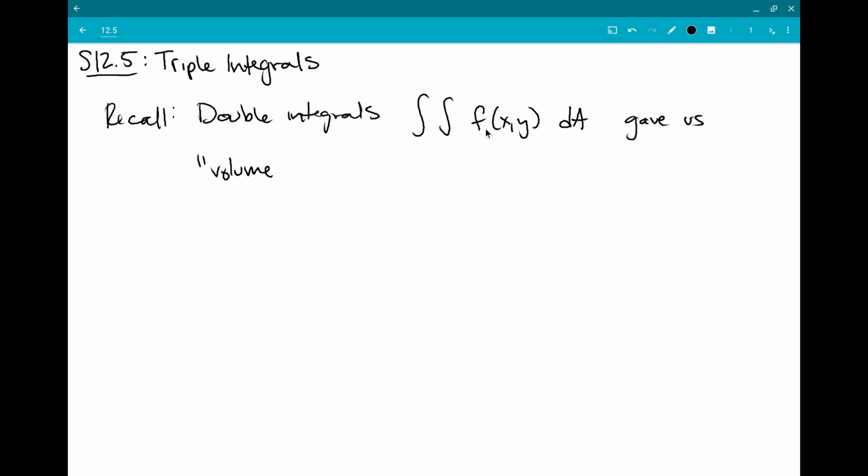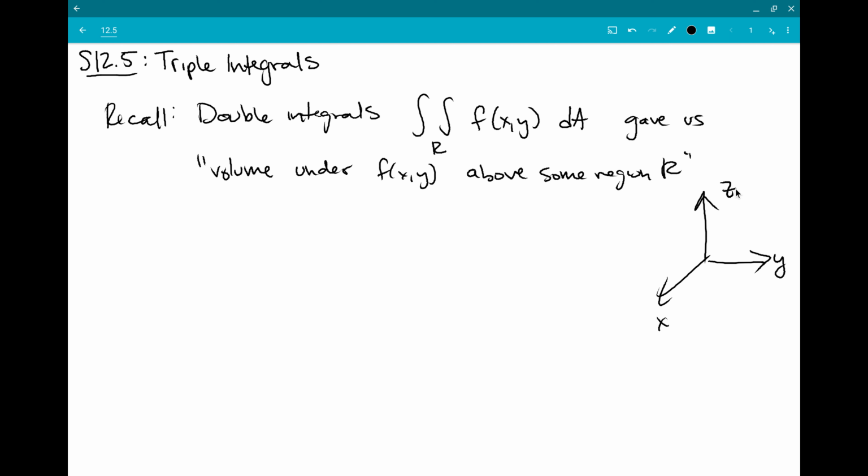And when we talked about what that meant, we said that it's sort of like the volume under f of x, y above some region R. And just to remind us what that looked like, if this is our x, y, z, you could have some random region R, doesn't really matter what it is, some surface f of x, y, and we said we were kind of finding the 3D equivalent of area under a curve. It's actually just this whole volume that fills up the space above R and below f of x, y. So that's what we learned how to do in sections 12.1 and 12.2. I'm going to delete this picture because we don't actually need it. It was just to remind you how we talked about this idea.